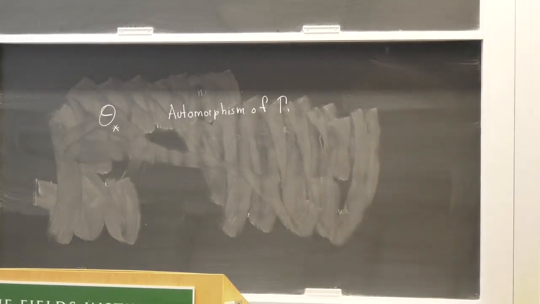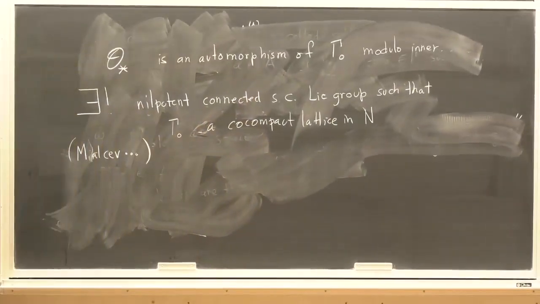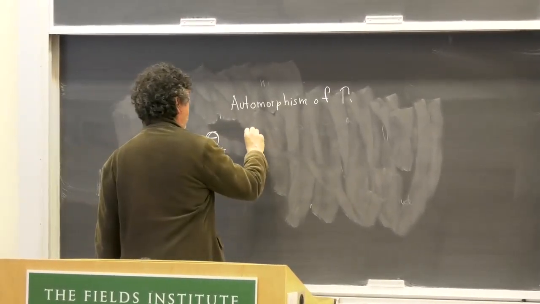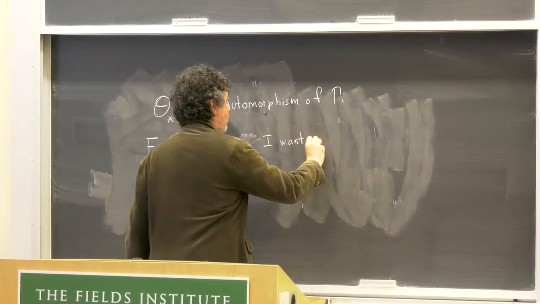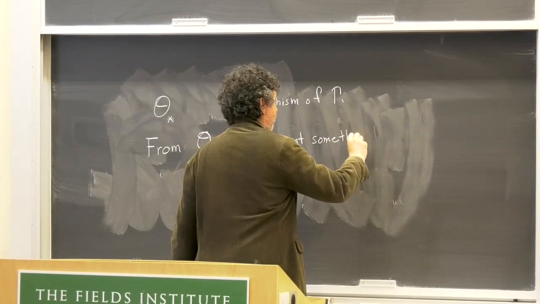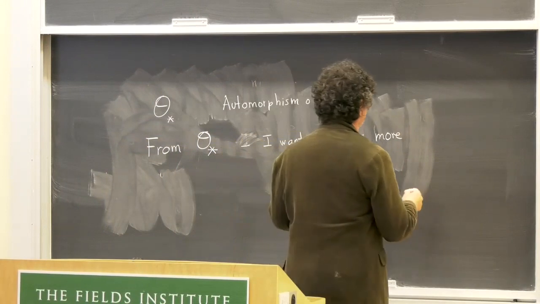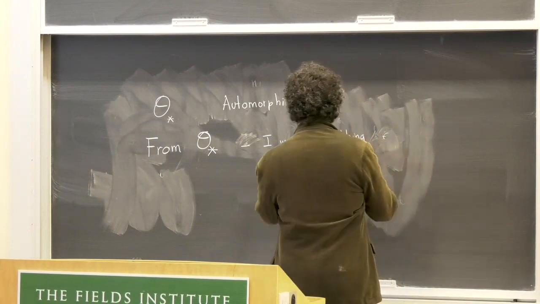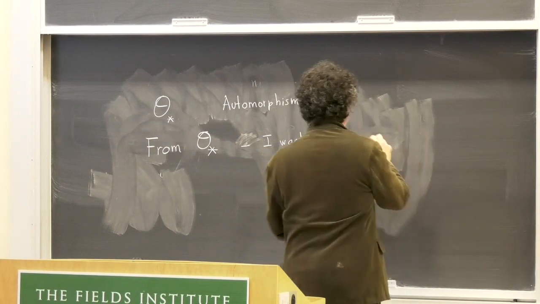And now, from this given theta star, I want something more interesting, something else. I want a good virtual endomorphism.